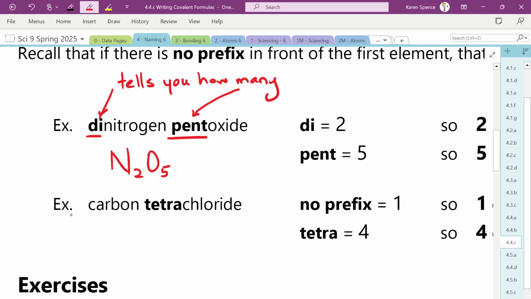What if there is no prefix? Just one, so that's going to be a carbon. Do we write C1? No, we just leave it with a little blank there. And then tetra, how many is tetra? 4. So we have chloride, that is Cl, and then we have 4 of them. So that's how simple those ones are.